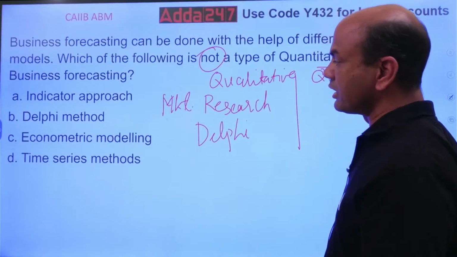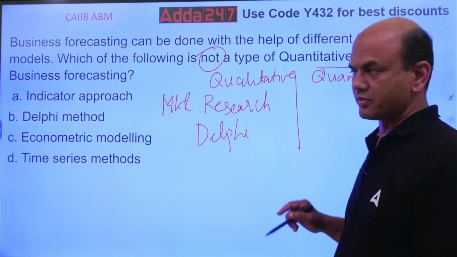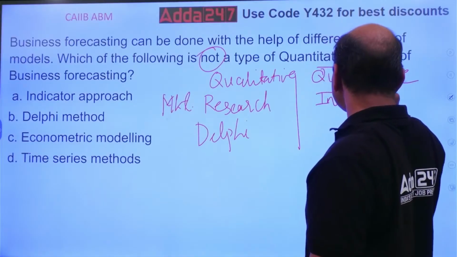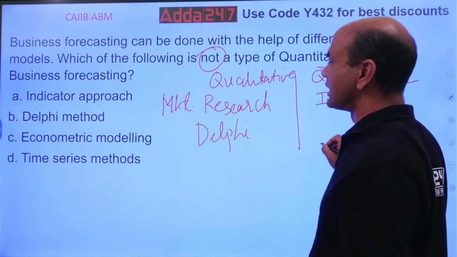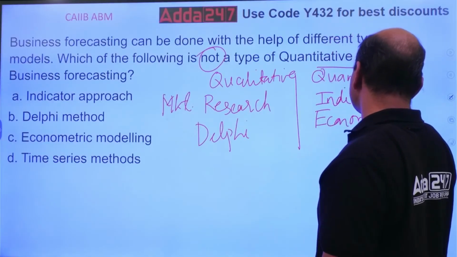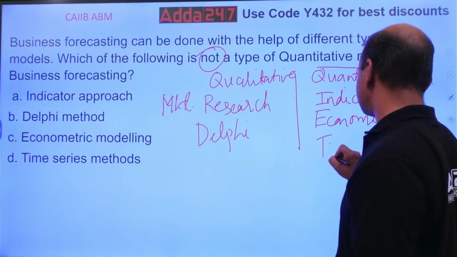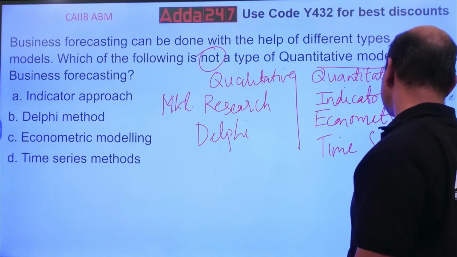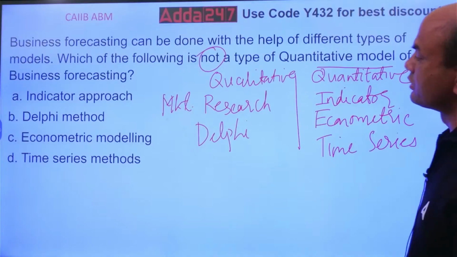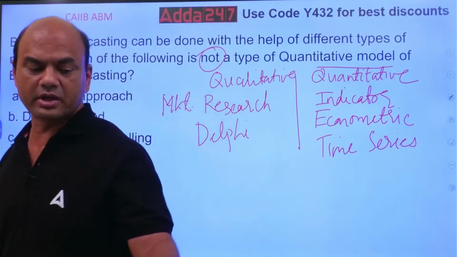And under the quantitative models, you have the remaining ones: indicator, econometric, time series. All these are quantitative. So indicator, second one is what? Econometric. These I'll explain you later when the time comes. Econometric and time series. Okay. So qualitative includes market research and Delphi technique. So this is not the type of quantitative.